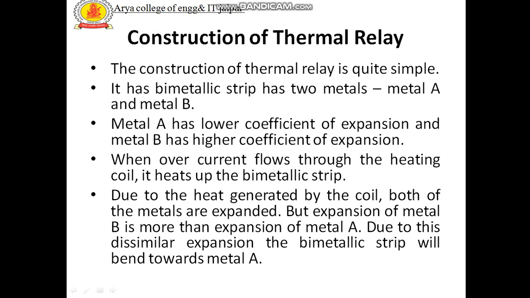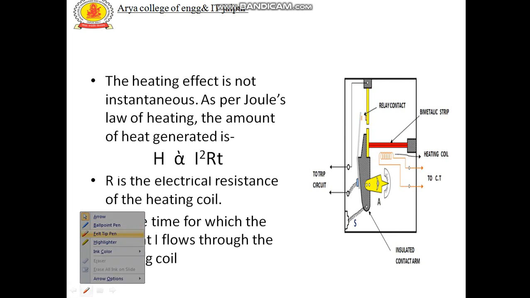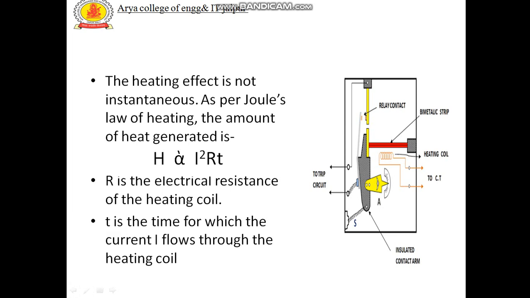When overcurrent flows through the heating coil, it heats up the bimetallic strip. Due to the heat generated by the coil, both of the metals are expanded, but the expansion of metal B is more than the expansion of metal A. Due to this dissimilar expansion, the bimetallic strip bends towards metal A. Here is the basic construction, or basic diagram, of a thermal relay.